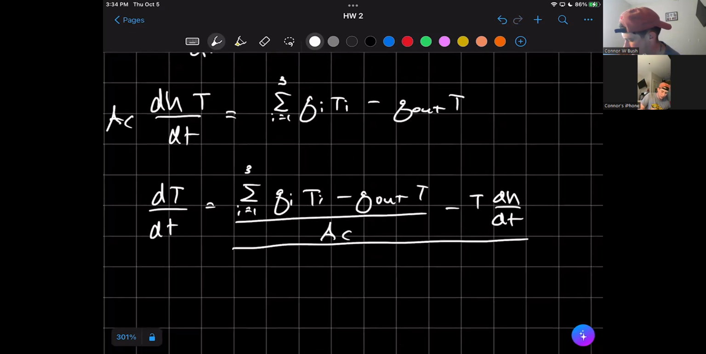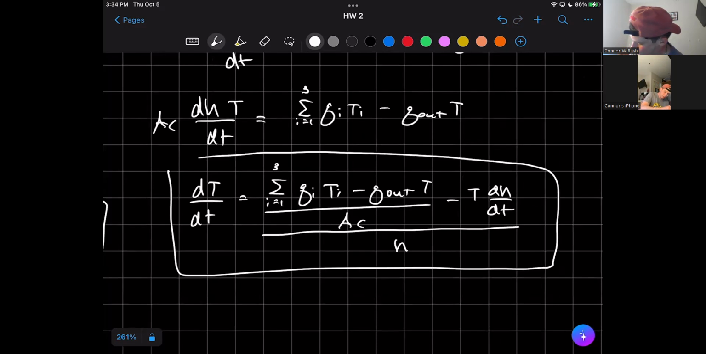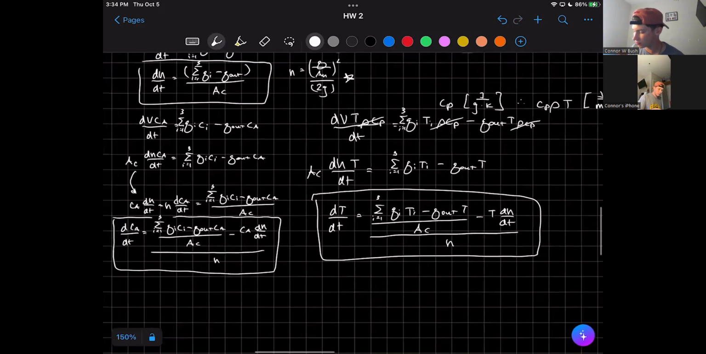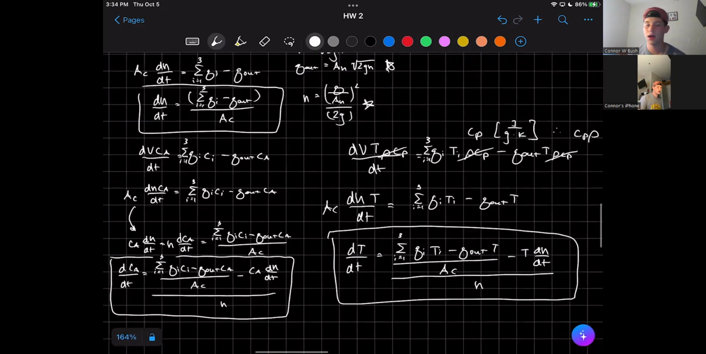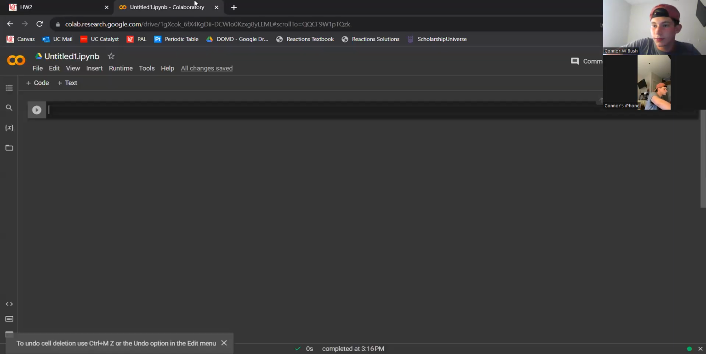All of this divided by height. And this is our expression for the change in temperature with respect to time. So we have all three of these differential equations here, and we can go into Python and code these. So I'm going to stop sharing my iPad screen, and then I'm going to share my computer screen, and then we're going to get right into it.